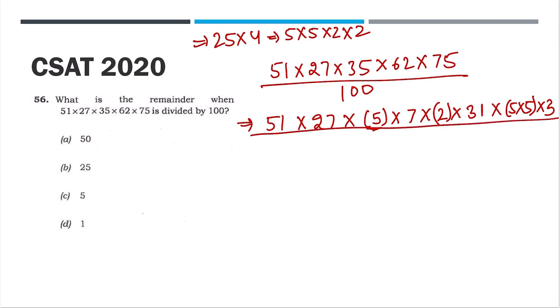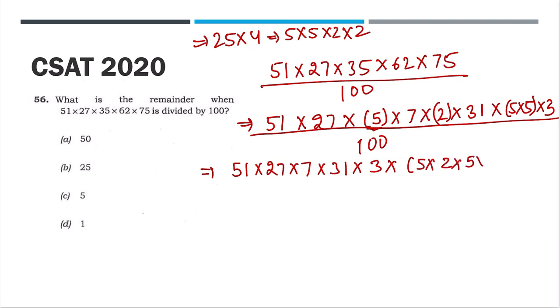I hope this is clear what we are trying to do here. We are trying to find as many 5s and as many 2s as possible, right? So now this is 51 into 27 into, I'm just writing all those bracket numbers separately, 31 into 3 into 5 into 2 into 5 into 5. Now tell me, is it possible to make 100 with three 5s and one 2? No. Oh sorry, we need two 5s and two 2s, but we don't have two 2s, so we cannot extract 100 completely.